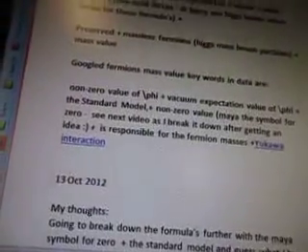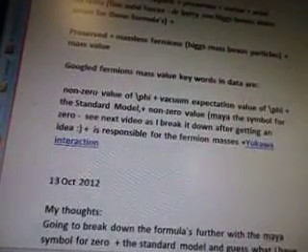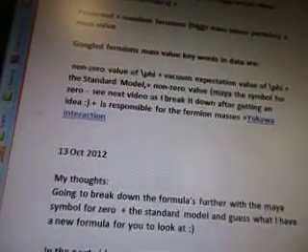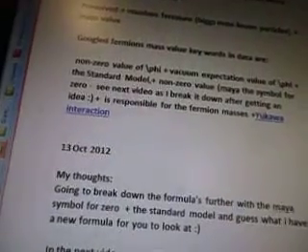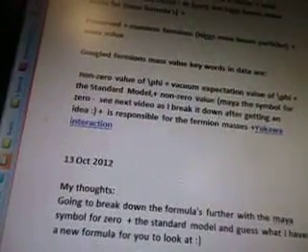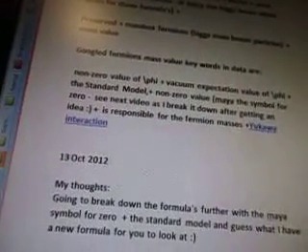Keywords in the data are non-zero value of phi, vacuum expectation value of phi, standard model plus non-zero value, the Maya, the symbol for zero. See next video as I break it down after getting an idea. It is responsible for the fermion masses Yukawana interaction.